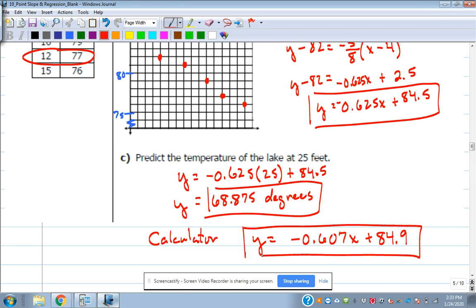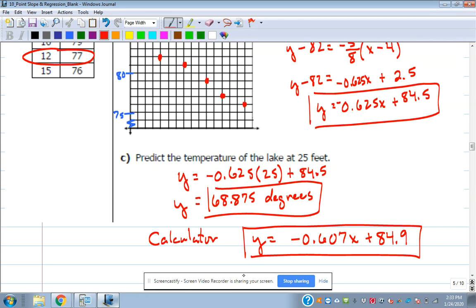That's what the calculator found. That's pretty doggone close to what we found by doing it by hand, but it's not exactly the same. That line is a better fitting line than what we did, even though what we did was really, really close. So without the calculator, you can get kind of close, but you can't get it exactly the same as the graphing calculator will. Okay, so being able to find that equation of best fit is what we're after here.